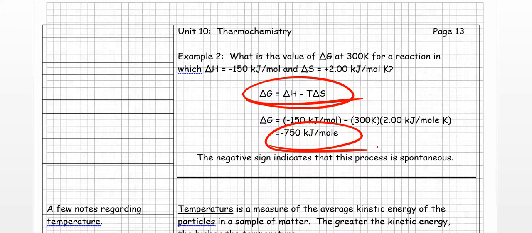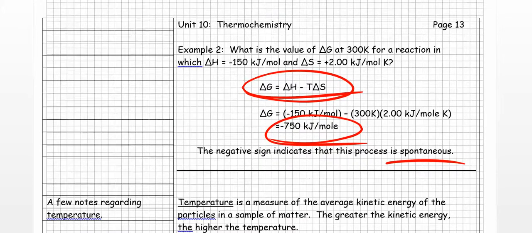Again, a negative delta G. What does that tell me? It tells me that this is a spontaneous process, right? Because it's negative, it is a spontaneous process.